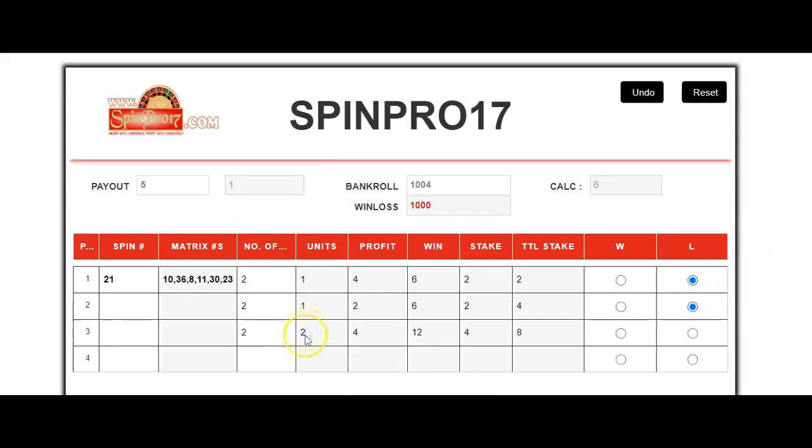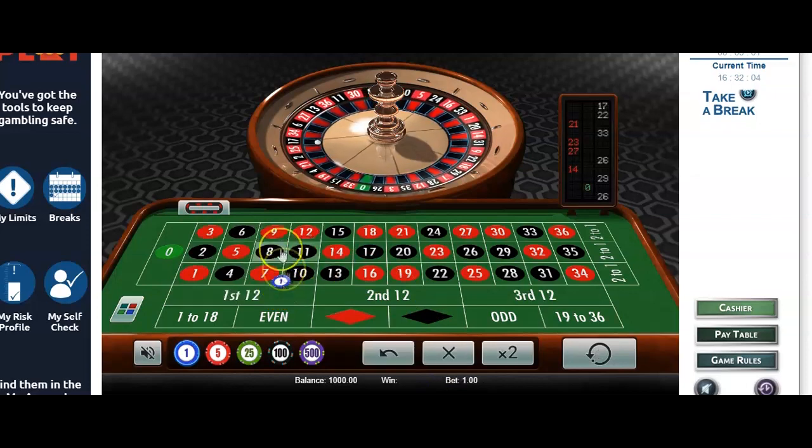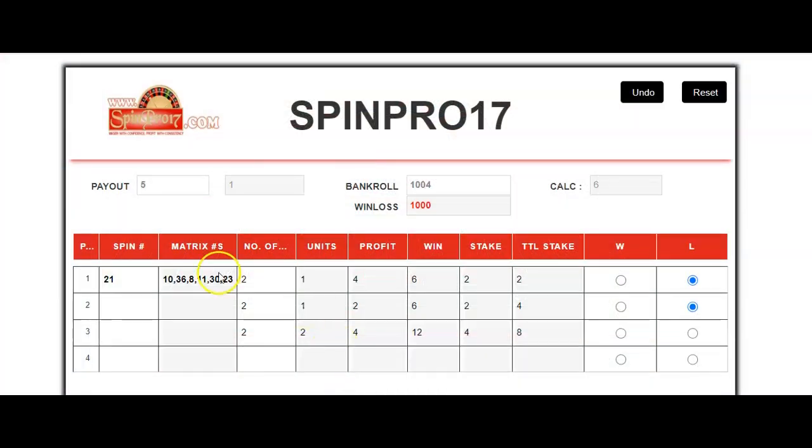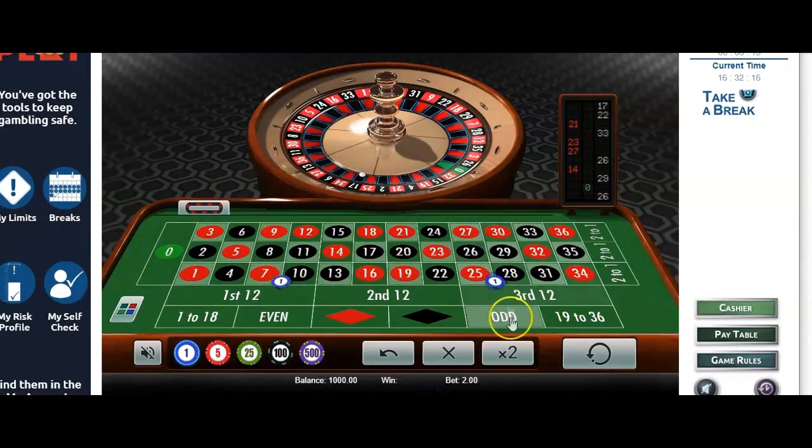Now, notice your units are going to be 2 units each. So now, you had 36 and 8, it's going to be 8 and 11. But guess what? 8 and 11 is covered here. 8 is already covered here, and so is 11. So what you do now is you skip over the 11 and go to 8 and 30. And if you miss, your next one's going to be 11 and 30. So it's going to be 8 and 30, and it's 2 units each.